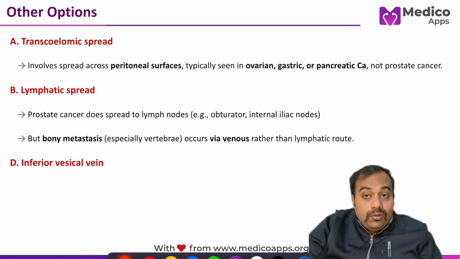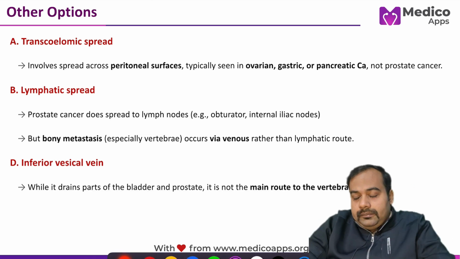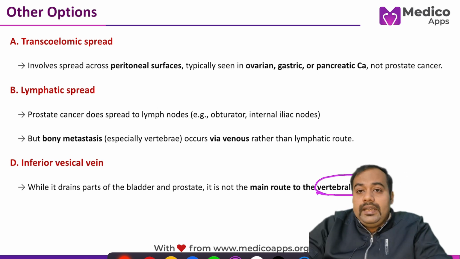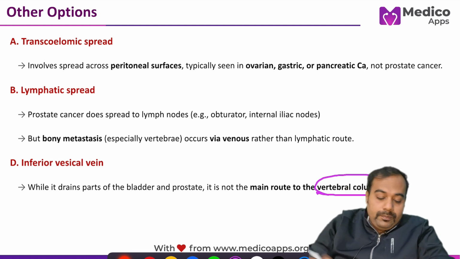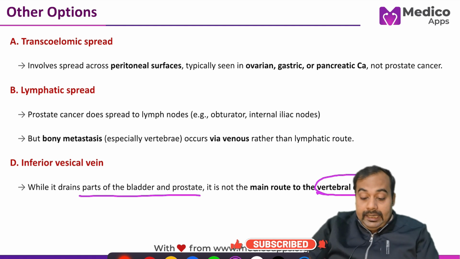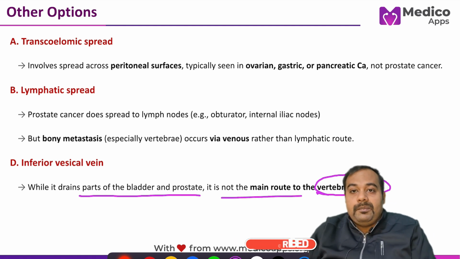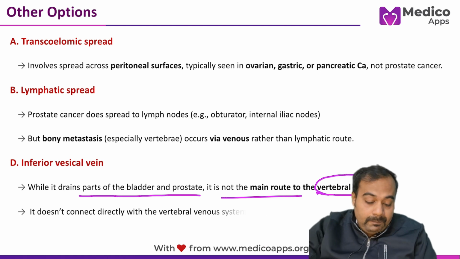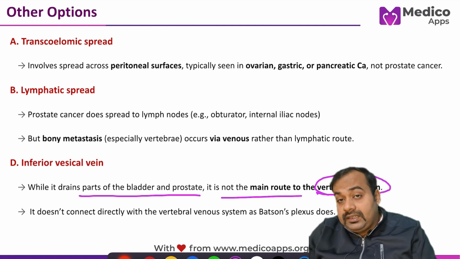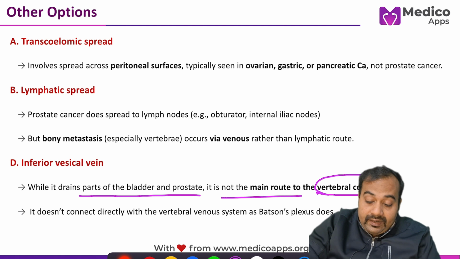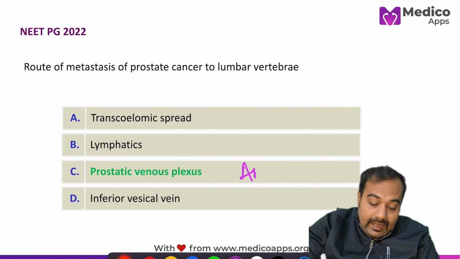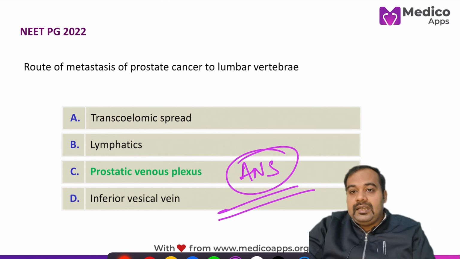But there is no connection set up with the vertebral column. The inferior vesical vein seems to be the main venous drainage for the bladder and the prostate, but it is not the main route for the vertebral column in such cases. It doesn't connect directly with a vertebral venous plexus as the Batson venous plexus does. So that's why your answer in this case is the prostatic venous plexus.